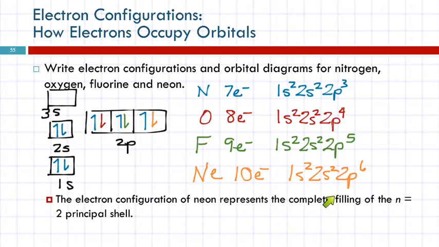The electron configuration of neon represents filling this level. The second floor of the hotel is completely full. Turns out that's kind of a special thing when you completely fill a level like that. Any questions?